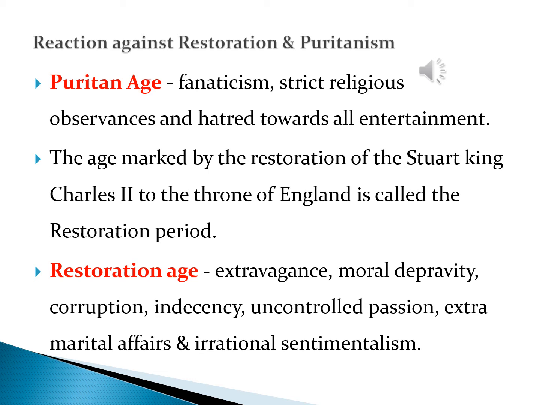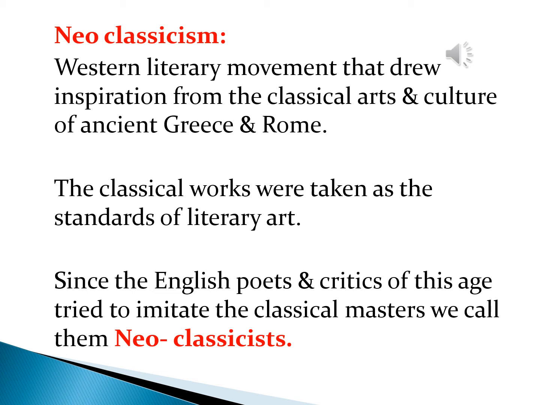Neoclassicism was totally different from Restoration and Puritanism. Neoclassicism emerged as a result of the rediscovery of the classical works of ancient Greece and Rome. Neoclassicism refers to the Western literary movement that drew inspiration from the classical arts and culture of ancient Greece and Rome. The classical works were taken as the standards of literary art. Latin poets and critics were taken as the best models and standards. Since the English poets and critics of this age tried to imitate the classical masters, we call them neoclassicists.